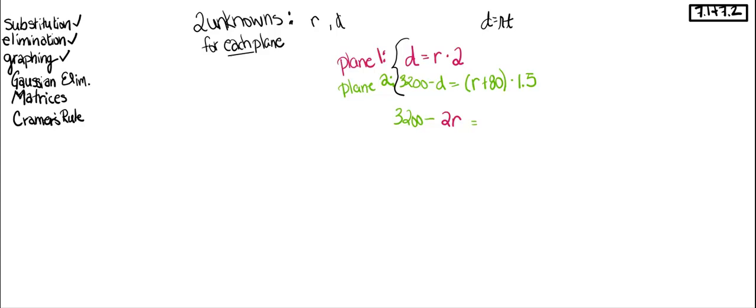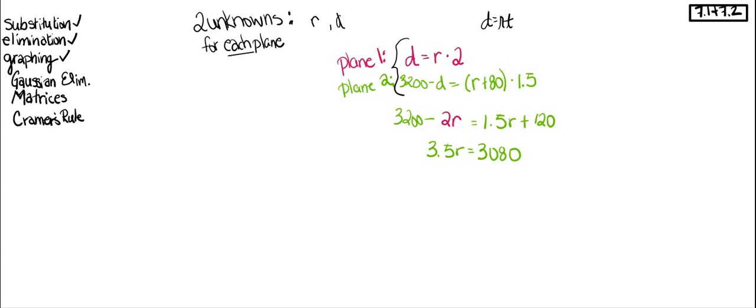In place of D, equals, now if I distribute an hour and a half to R plus 80, then I get 1.5R plus 120. I hope I didn't say 180. I meant to say 120. Sorry about that if I said the wrong thing. Now I'm going to collect all my variables on one side, and I'm going to put my constants on the other. So if I do that, I'm going to get 3.5R is equal to 3,080.